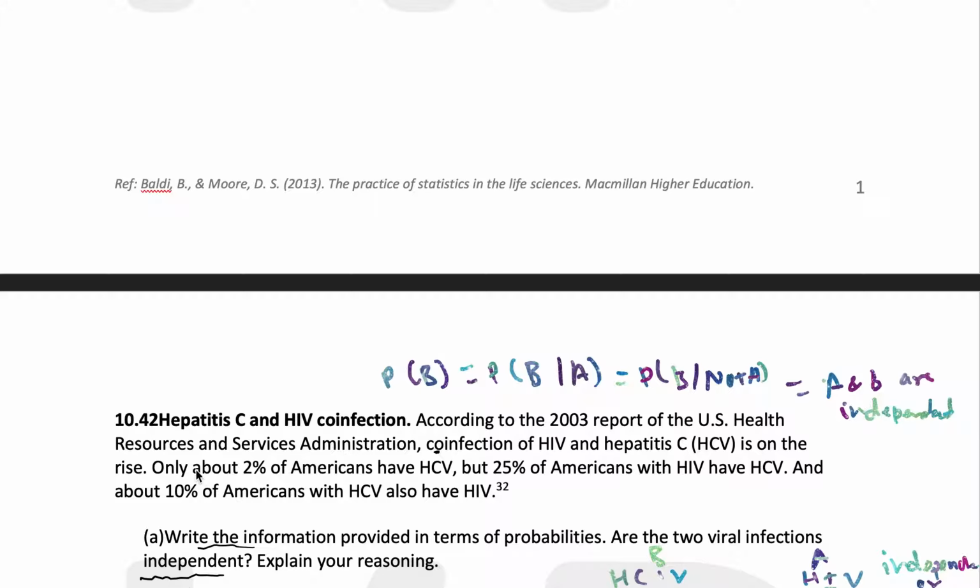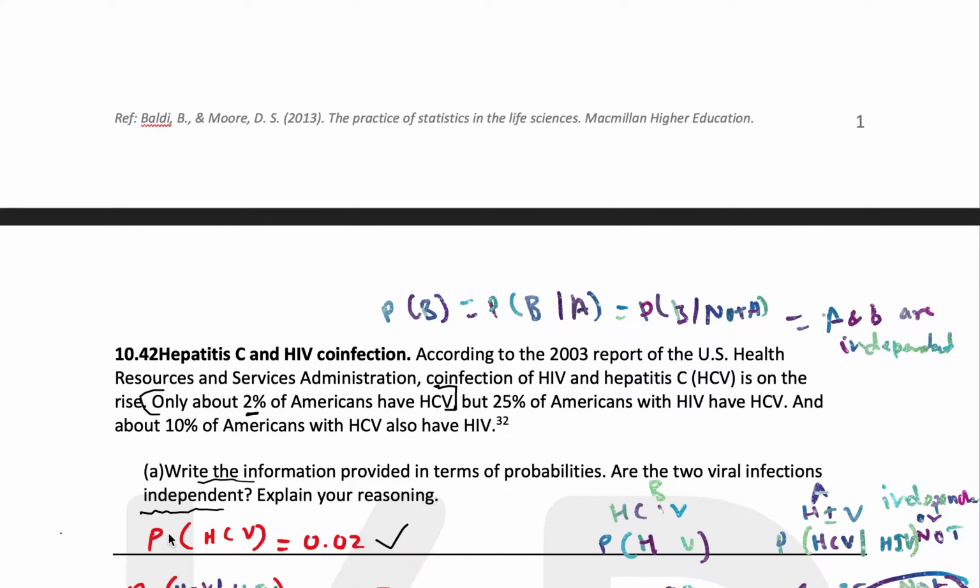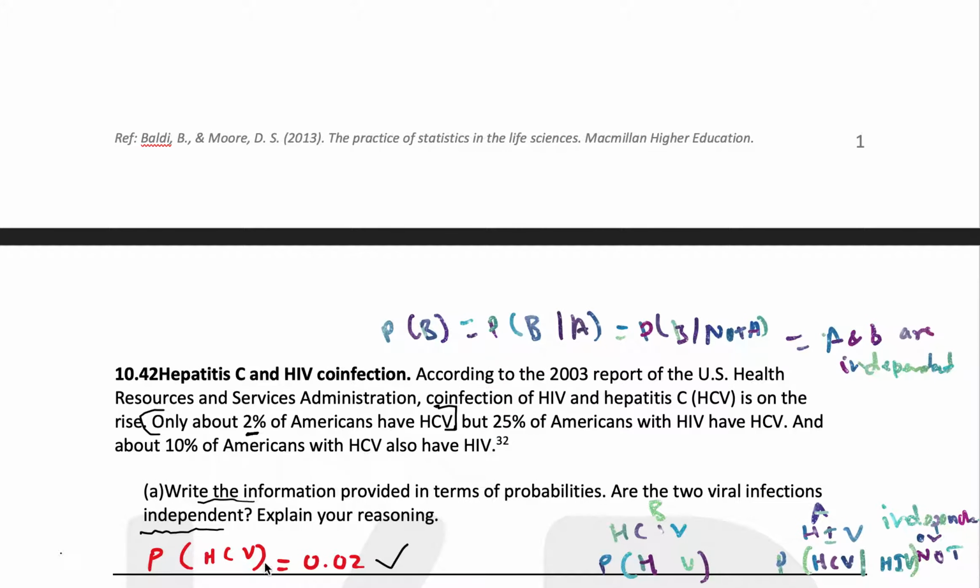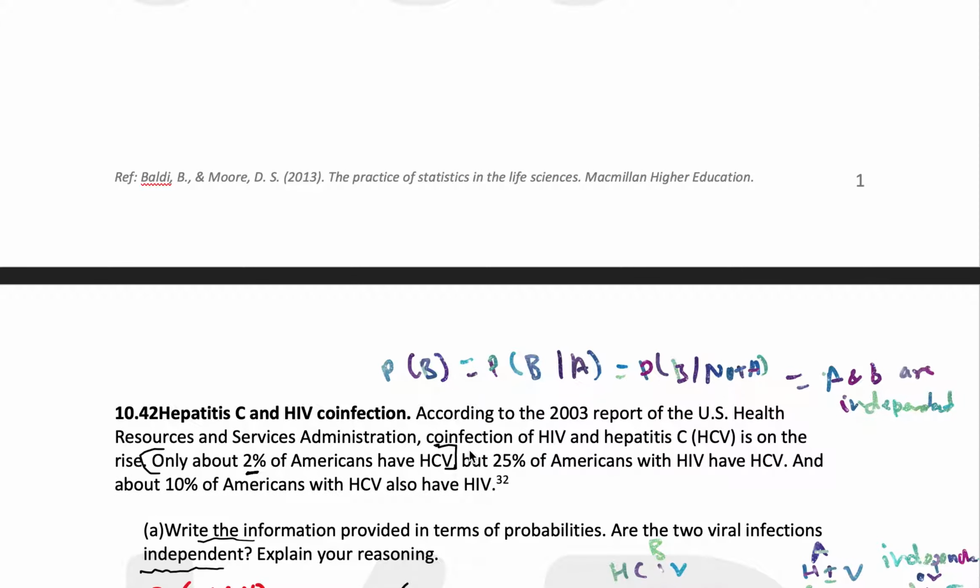If you look at this sentence, only about 2% of Americans have HCV. Okay, and then the next segment is for a different percentage. So if you look at only this part, it tells us 2% is what? That's what we have to derive. So 2% of Americans have HCV. So simply that's nothing but the probability of having HCV, or getting HCV, is 0.02. 2%, 0.02 probability.